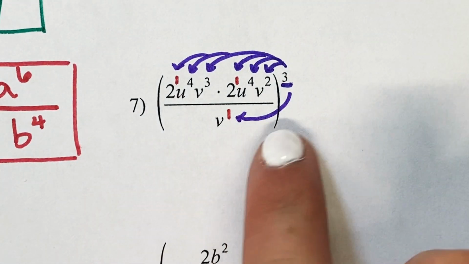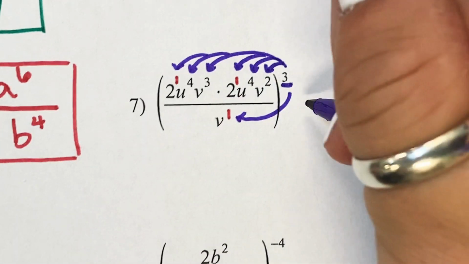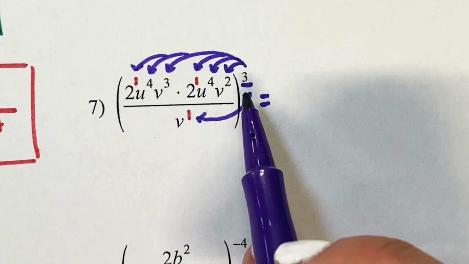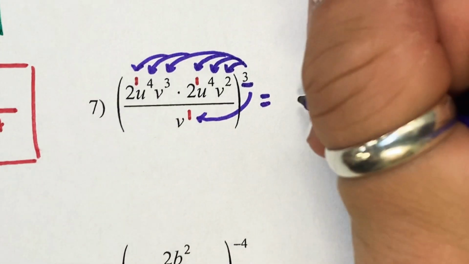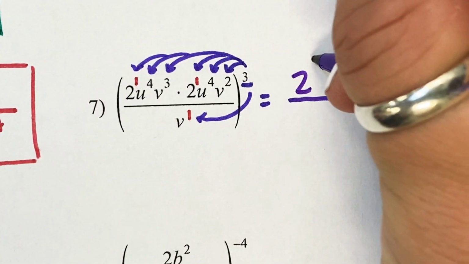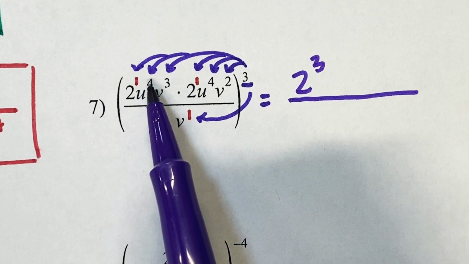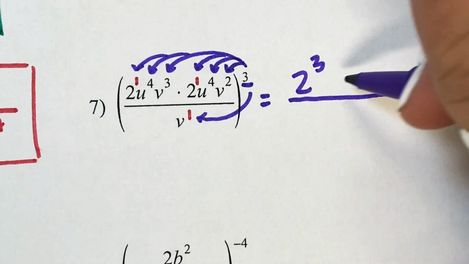Okay, we're just going to take it one step at a time. Okay, so let's take our 2, our very first 2 first. What is 1 times 3? Beautiful. 2 cubed. Okay, our first U, what is 4 times 3?